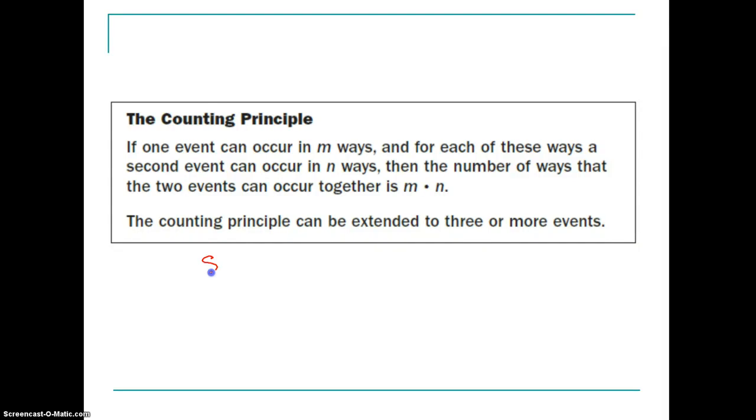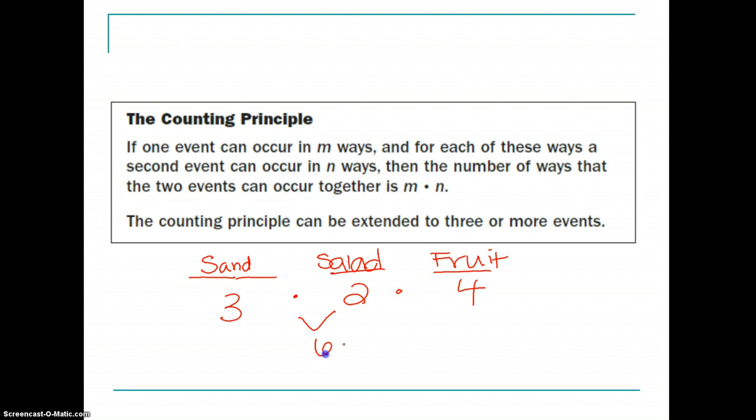What this means is when you pick the sandwich, there were 3 choices. When you picked the salad, there were 2 choices. When you picked the fruit, there were 4 choices. Multiply these together, 6 times 4, there's your 24.